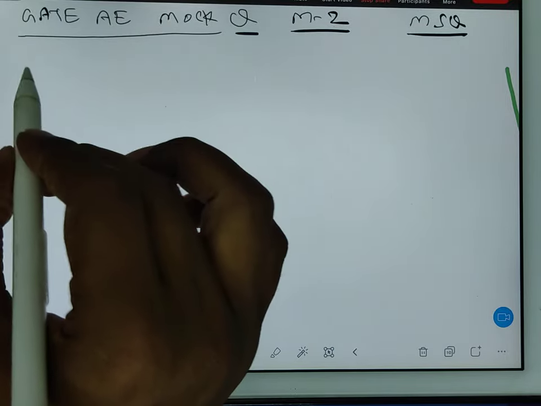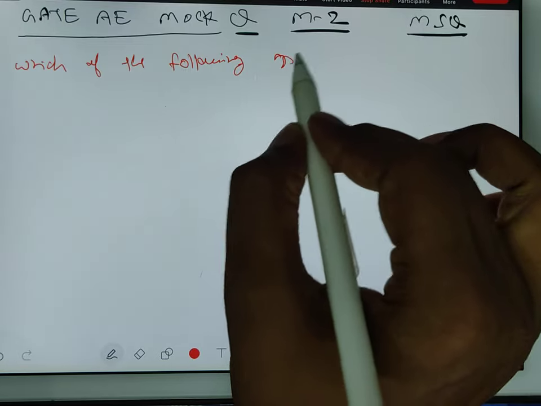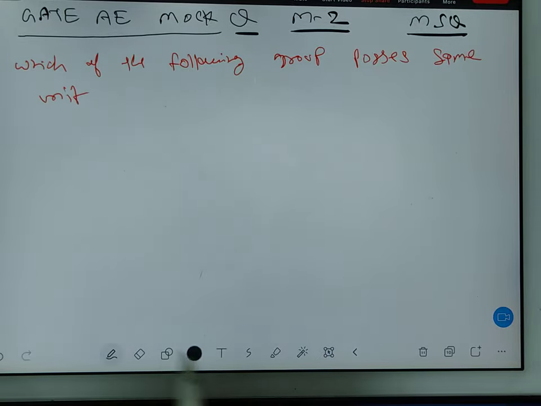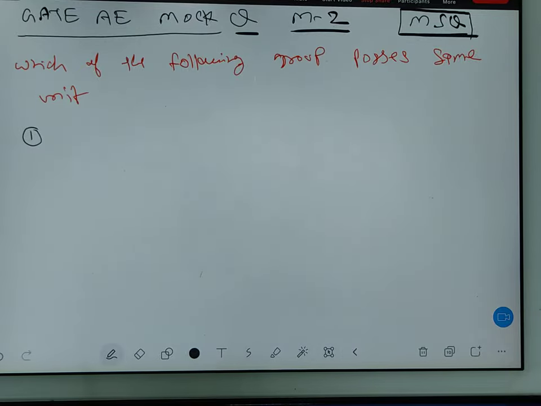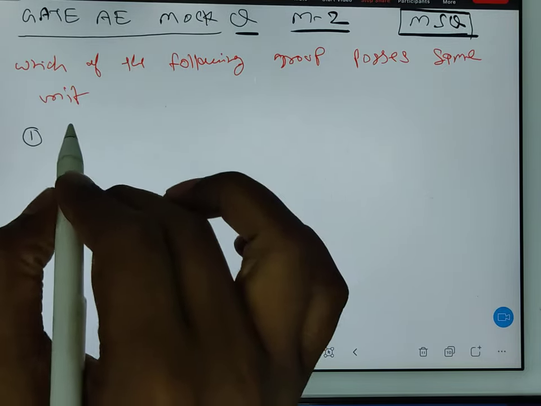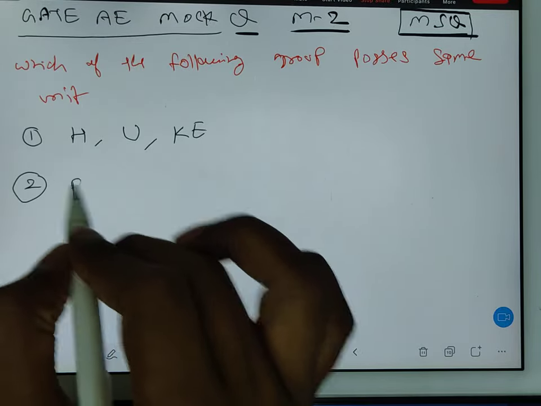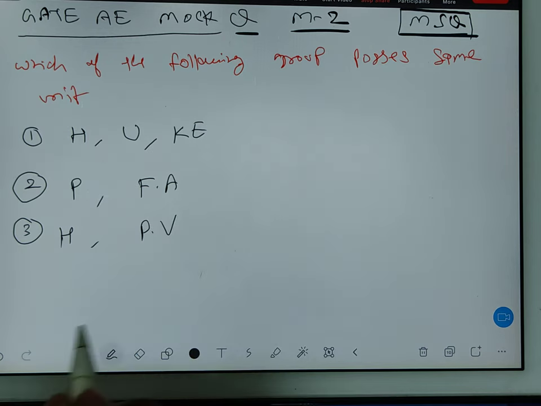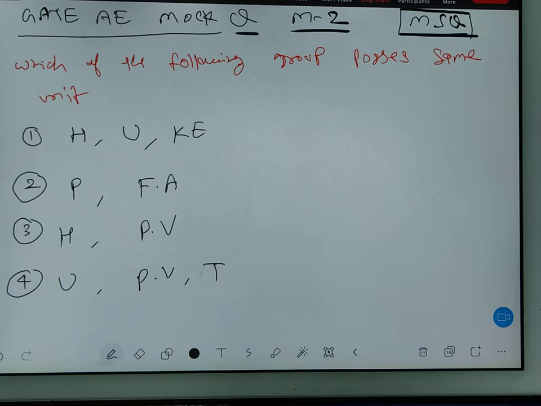Now you see, which of the following groups possesses the same unit? MSQ means multiple select. You have to do multiple select. The first one I'm giving you is enthalpy, internal energy and kinetic energy. Same unit I'm asking. Second group: pressure, force into area. Third group: enthalpy, pressure into volume. Fourth group: internal energy, pressure into volume, temperature. Now choose which groups have the same units.